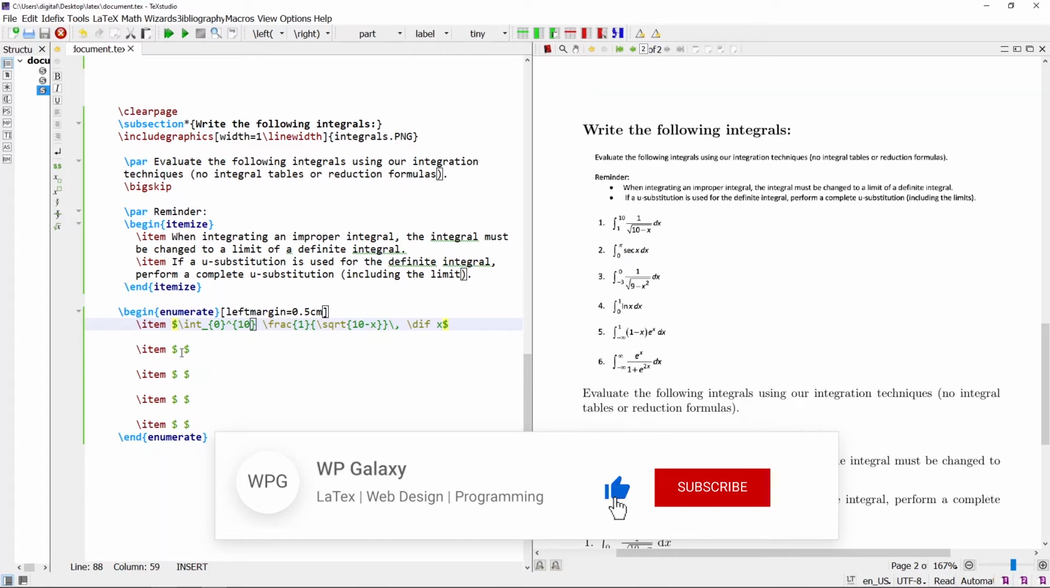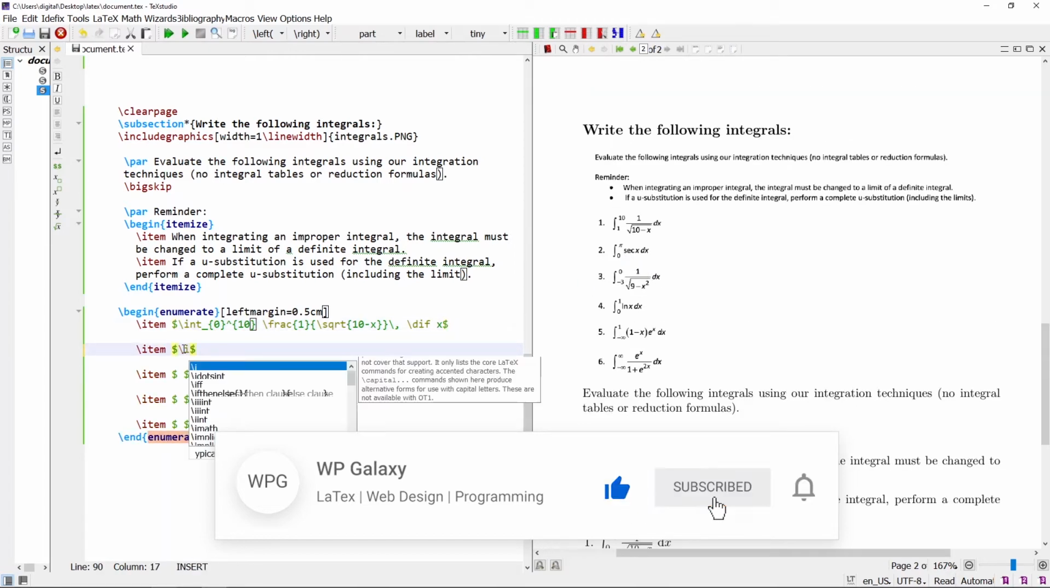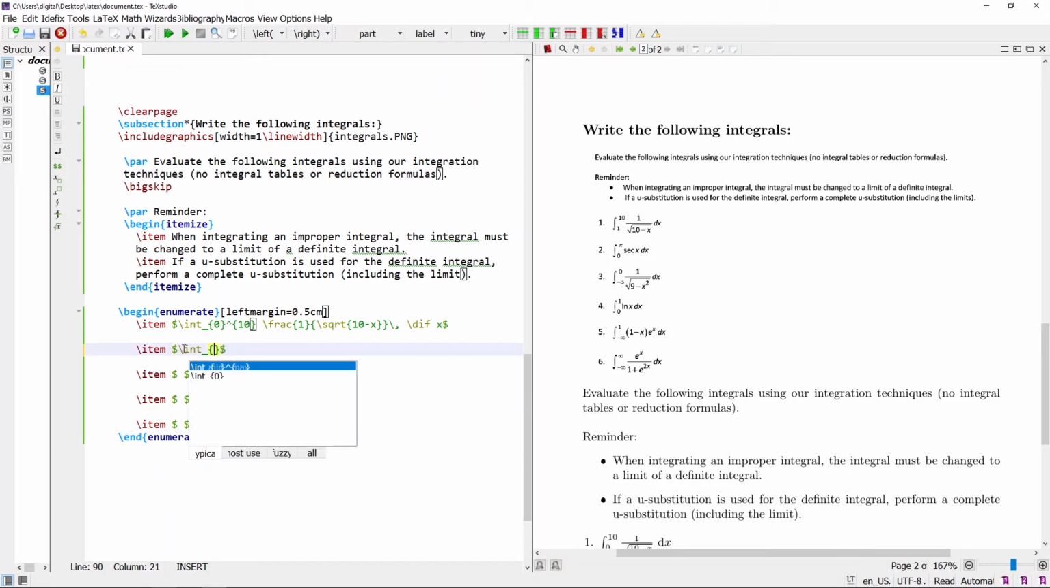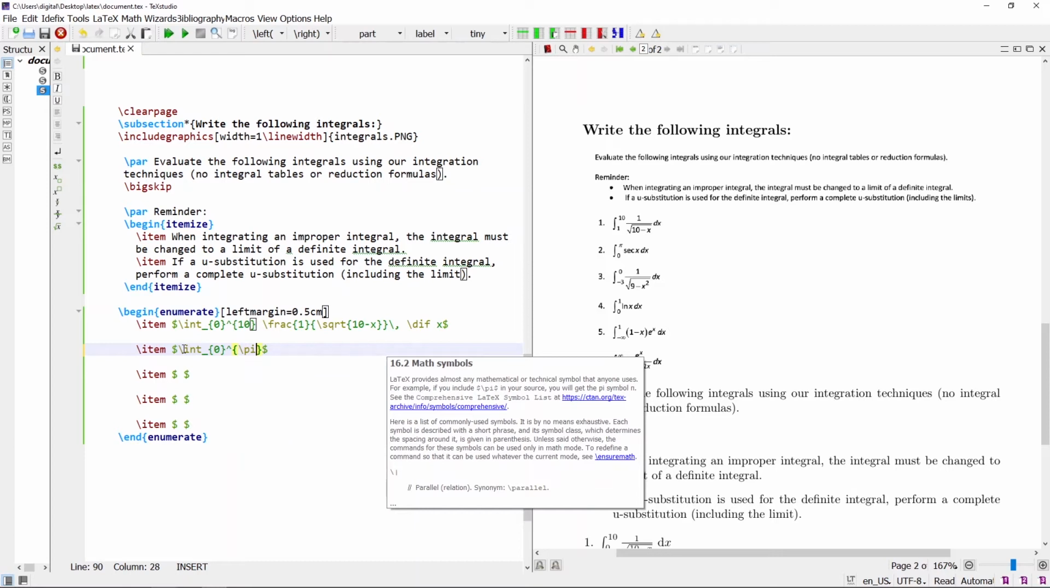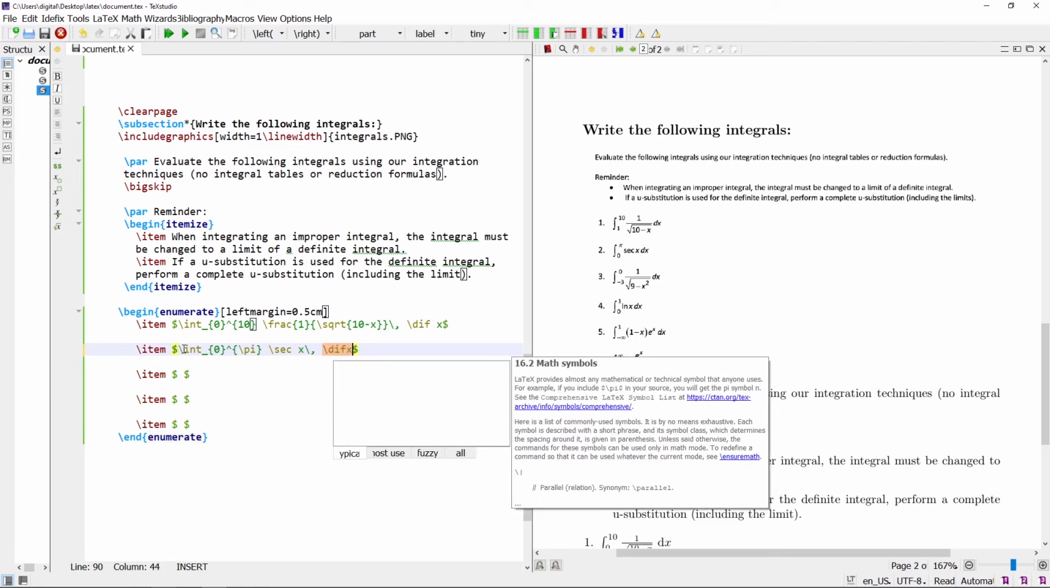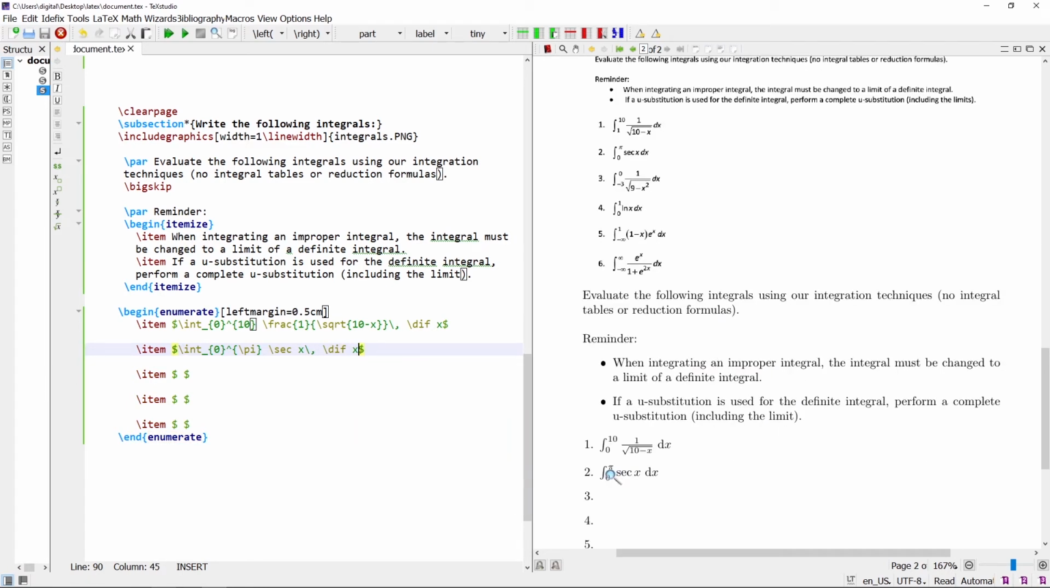The second integral has lower limit 0 and upper limit pi. The command for pi is \pi. Then secant of x. The command for secant is \sec. Write the space command and the differential command. The second integral is coming here.